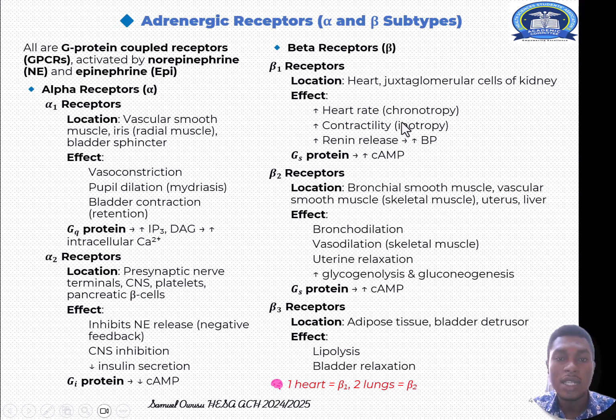Okay, so now let's delve into the receptors. So there are alpha receptors and beta receptors.